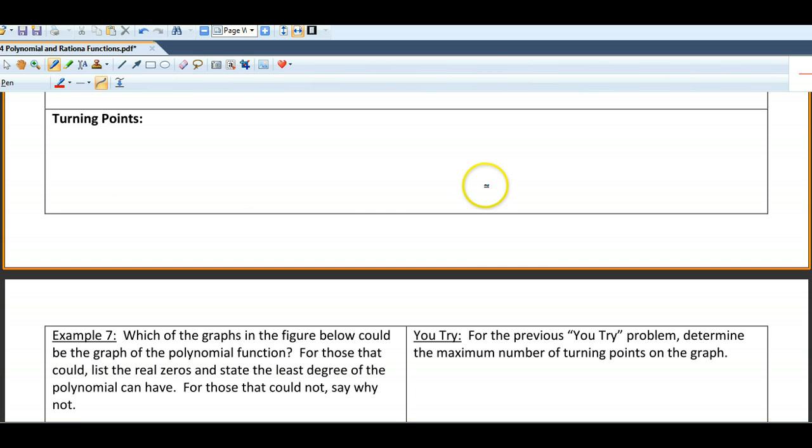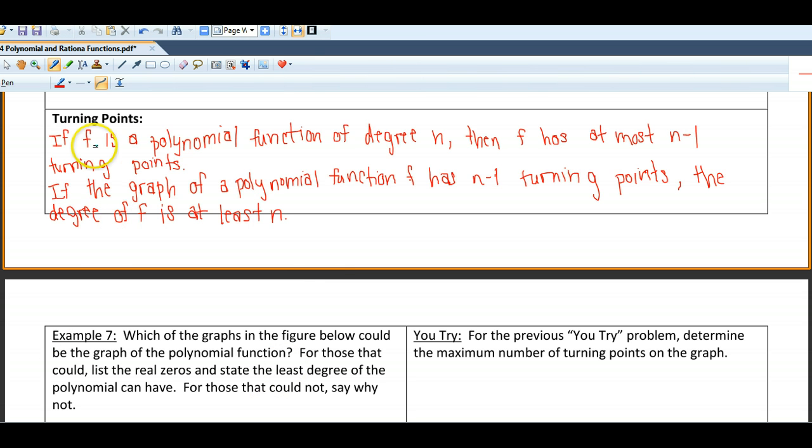Alright, turning points. If f is a polynomial function of degree n, then f has at most n minus 1 turning points. If the graph of a polynomial function f has n minus 1 turning points, then the degree of f is at least n. So the converse is also true. Okay? So let's do an example.